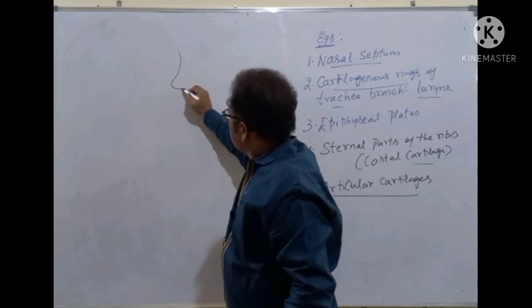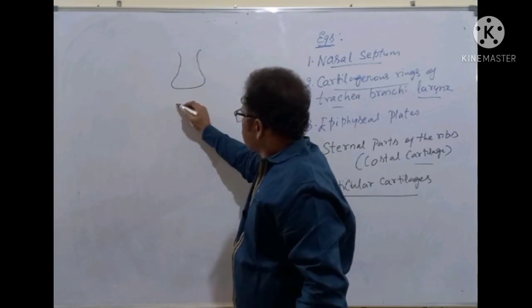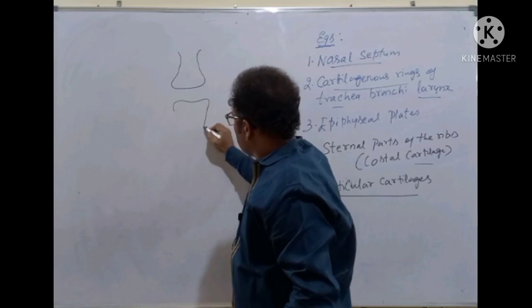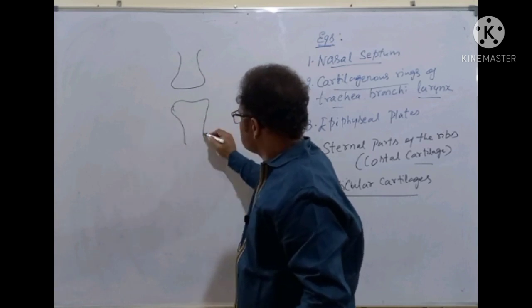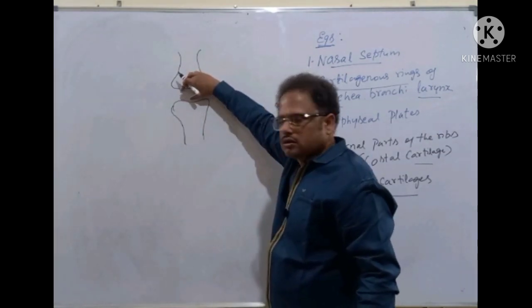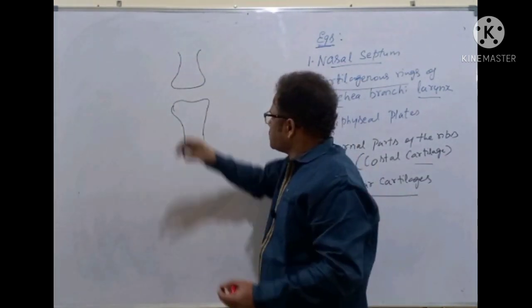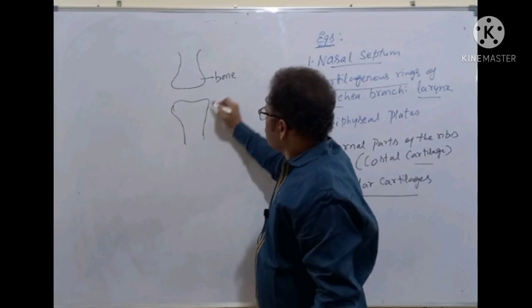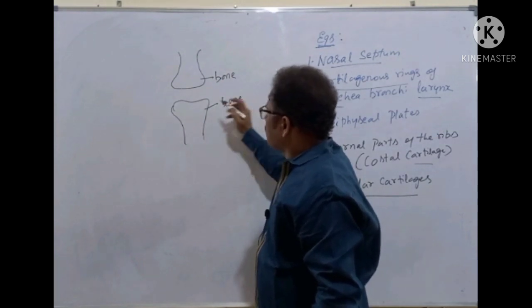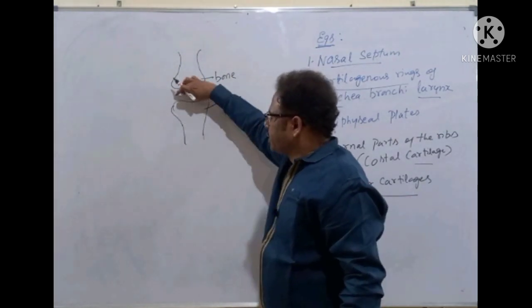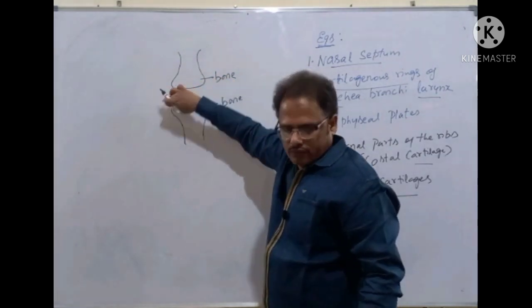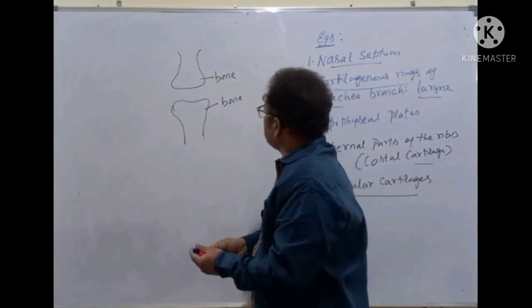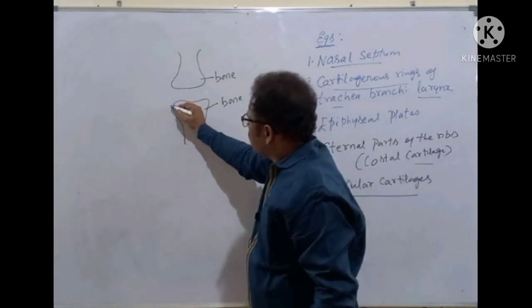So here is a bone, and here is another bone, two bones. Here is a joint formed. This is one bone I'm writing here. This is another bone. The two bones are connected by a joint here. Here is a joint present. Clear?